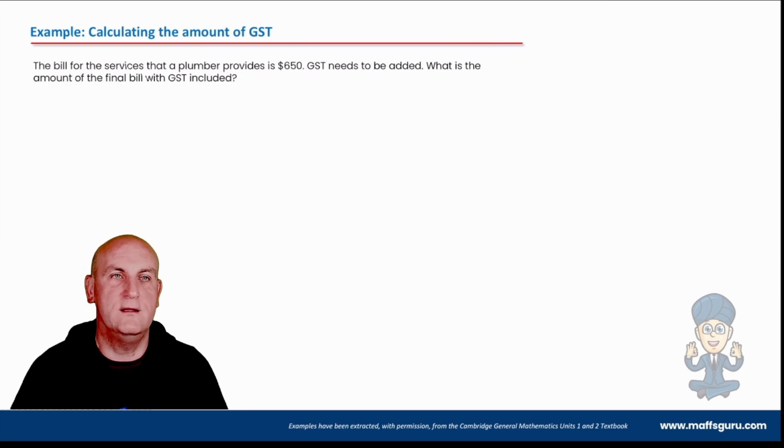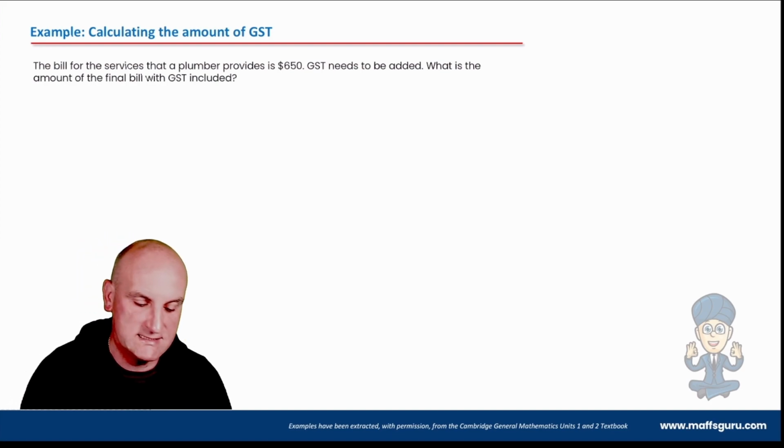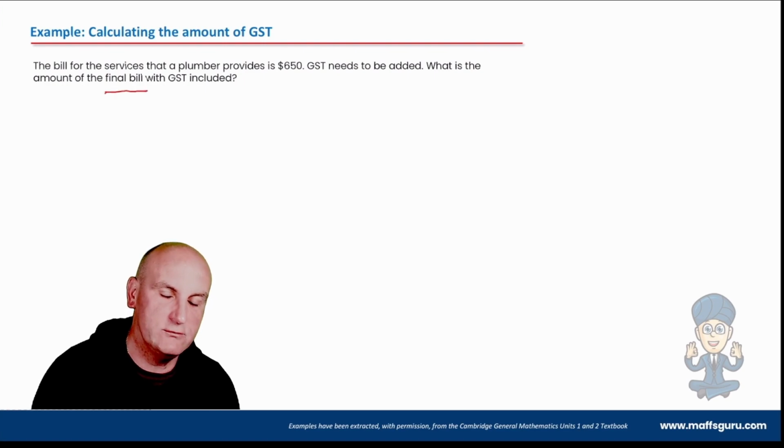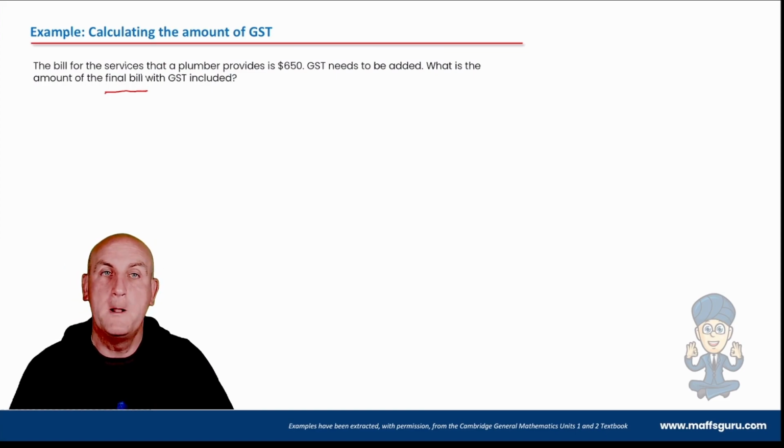Oh, another example. The bill for the services that a plumber provides is $650. GST needs to be added. What is the amount of the final bill with GST? Now again, the wording in General Maths is what tends to trip people up. I don't want to know what the GST was, I want to know the final bill. Okay, but I've got to work out what the GST is.